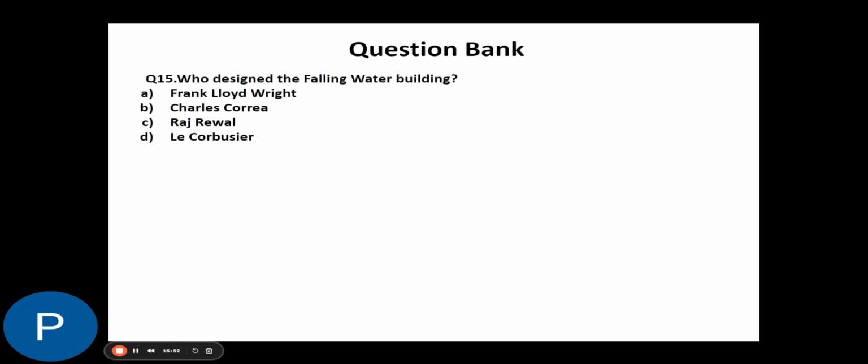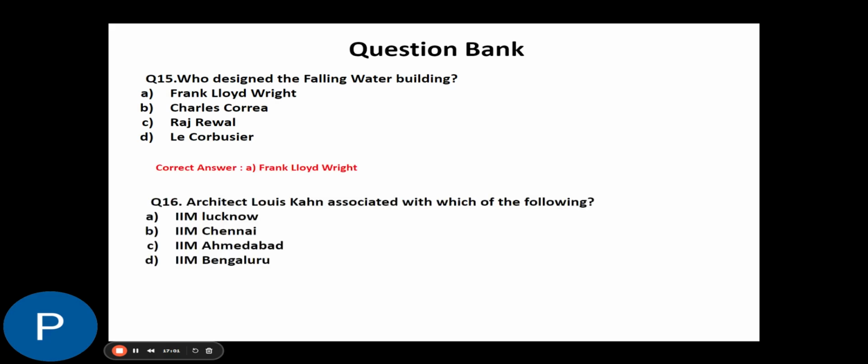Then coming to the next question, who designed the FLW building? So it was designed by FLW. Now coming to the next question, architect Louis Kahn is associated with which of the following? The options are IIM Lucknow, IIM Chennai, IIM Ahmedabad, and IIM Bengaluru. He is basically associated with IIM Ahmedabad.